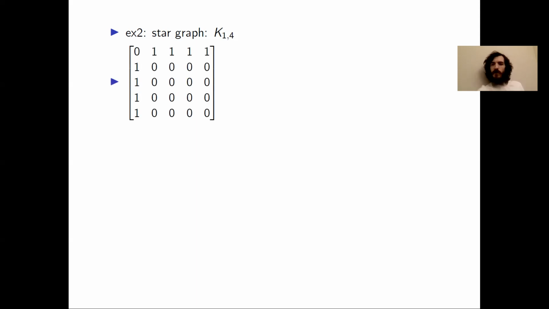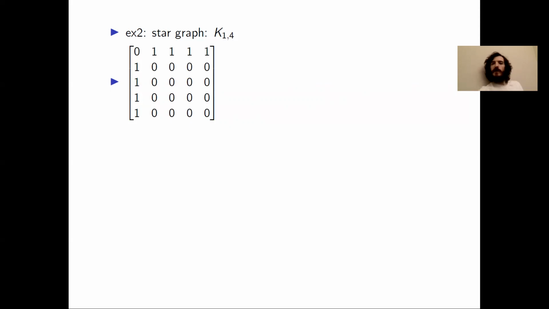The way I drew my star, I assume that V1 is the center. So V1 has edges to all the other vertices, V2, V3, V4, V5, and there's no edges from V2, V3, V4, V5 to any of each other. So they only have edges to V1. So they're all leaves except for V1.